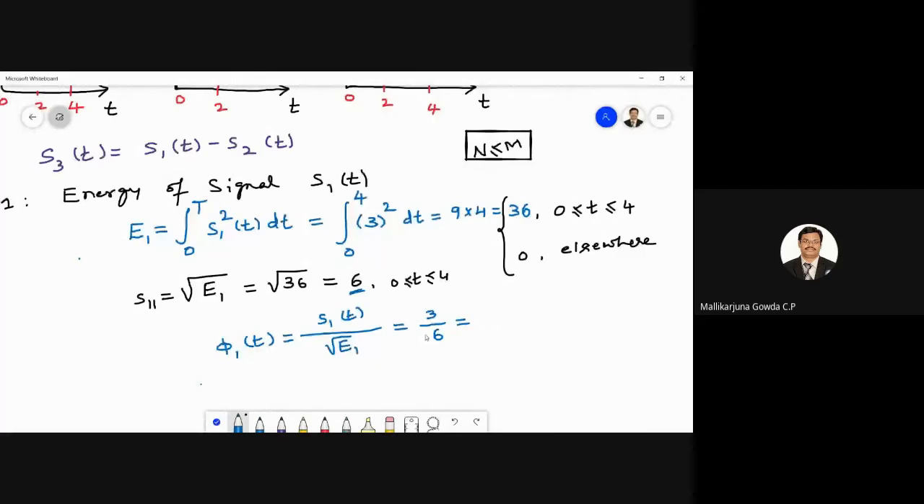So it is nothing but 3 by 6, right? Which is nothing but how much? 1 by 2, right? So I can say the value of phi 1 of t will be equal to 1 by 2 over what interval? When t is less than or equal to 4 and greater than or equal to 0. And it will be 0 elsewhere.